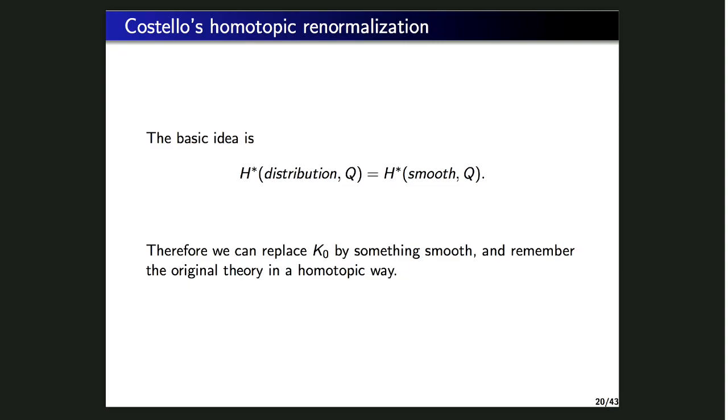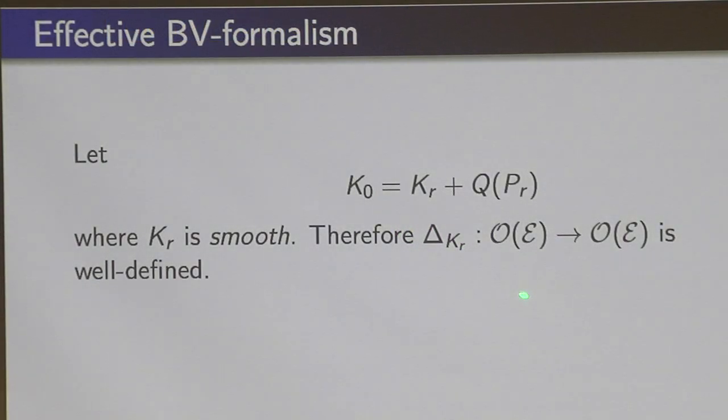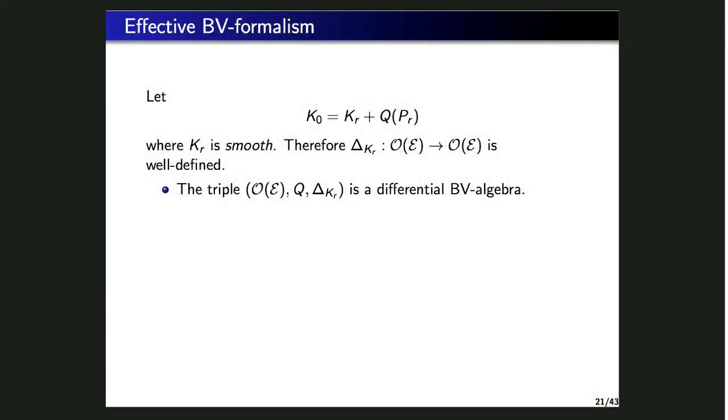Roughly speaking, first you try to find a distribution, Q-exact terms to make this one smooth, and that's the previous equation. Then once you get something smooth, you can define this BV operator by pairing a smooth kernel with a distribution. So now this is well defined, no problem. There's no UV divergence. Then you do the same thing as we did for this toy model, and this triple becomes a well-defined, mathematically well-defined differential BV algebra.